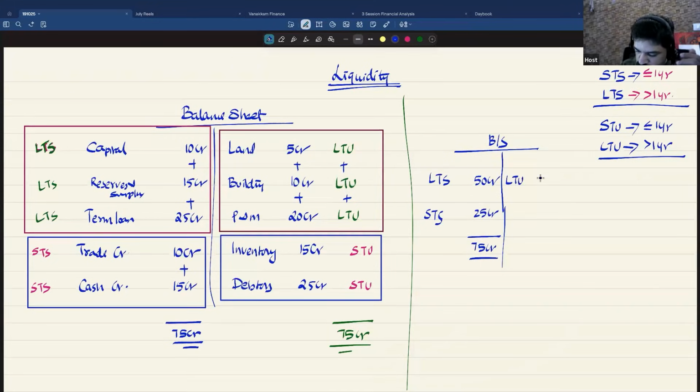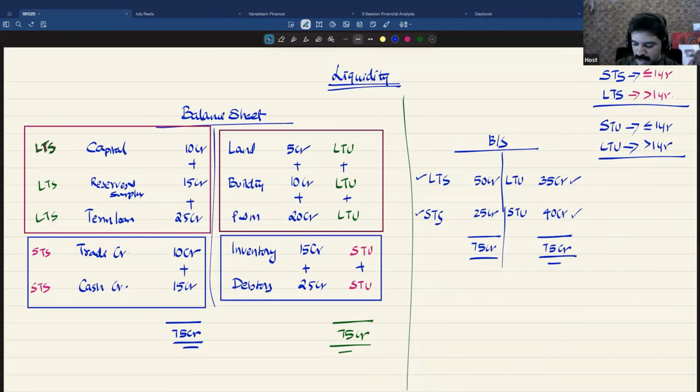Their long-term use is 35 crore. And look at their short-term use. This is 15 plus 25. What is their short-term use? 15 plus 25, it is 40 crore. So what is your total usage? 75 crore. Very simple. So this business has raised a long-term source of 50 crore. Their long-term use is 35 crore. They've raised a short-term source of 25 crore. Their short-term use is 40 crore.